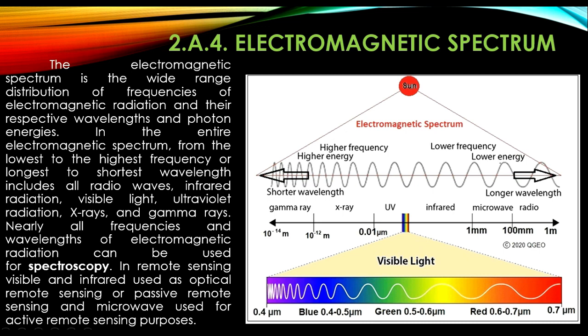Here is a clear picture of the electromagnetic spectrum. On the left side, higher frequency, higher energy, shorter wavelength. On the right side, lower frequency, lower energy and longer wavelength. And here also the visible light, which starts from 0.4 μm to 0.7 μm.